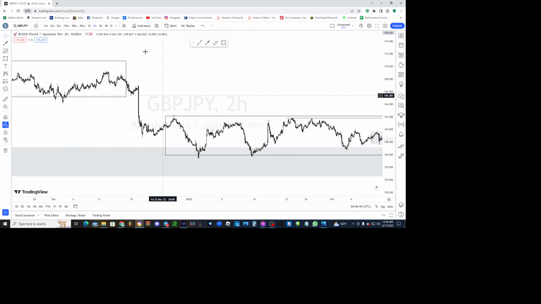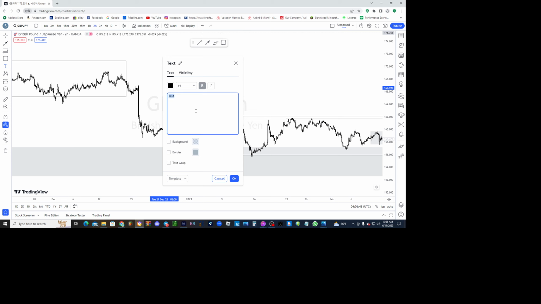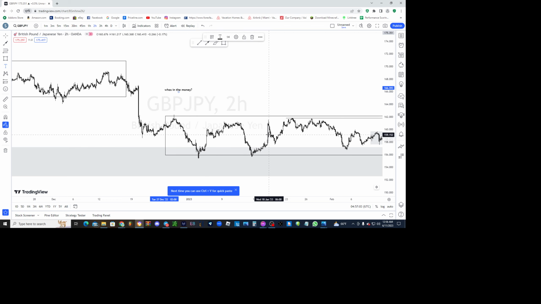But guess what? Who's in the money? My spelling is going bad right now. But who's in the money? Sellers are in the money. Who's trapped? They're getting jammed up. Price comes down, consolidates, trapping sellers for an explosive move to the upside.